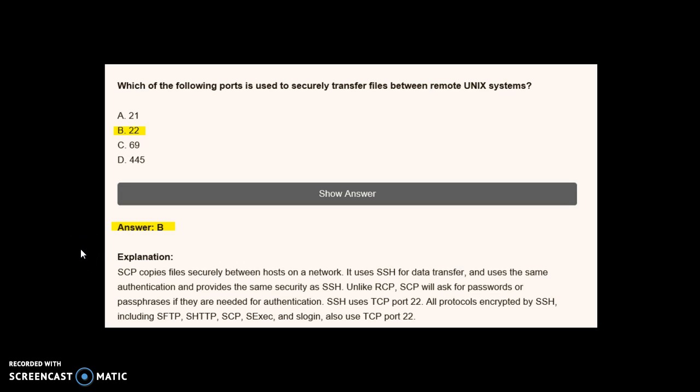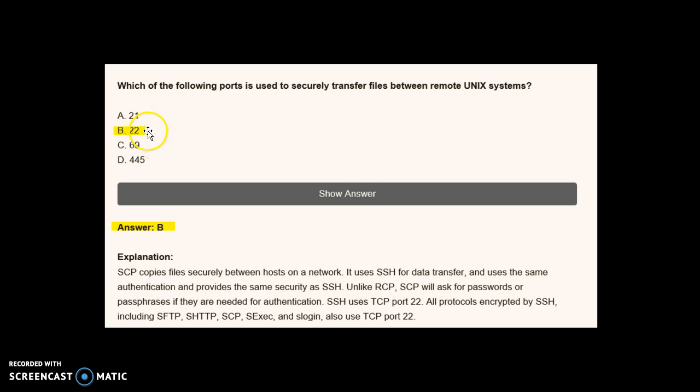SCP copies files securely between hosts on a network. It uses SSH for data transfer and uses the same authentication to provide the same security as SSH. Unlike RCP, SCP will ask for passwords or passphrases if they are needed for authentication.